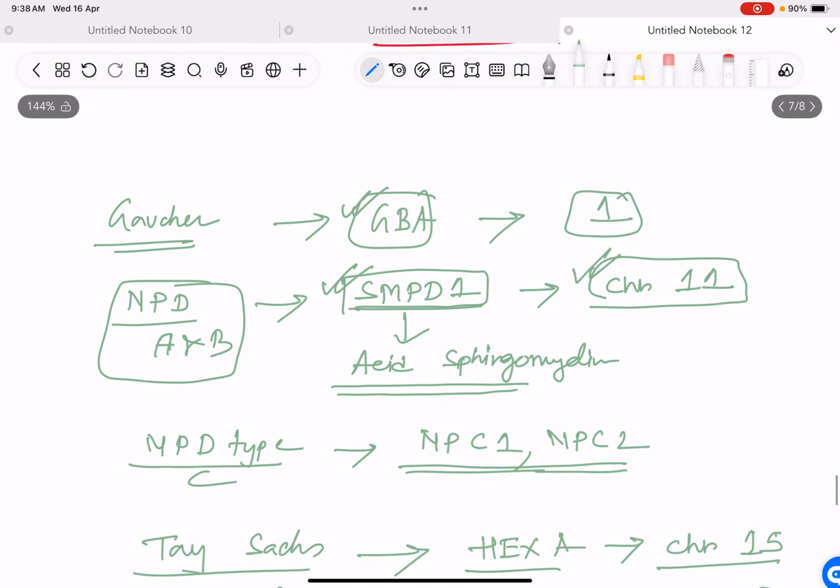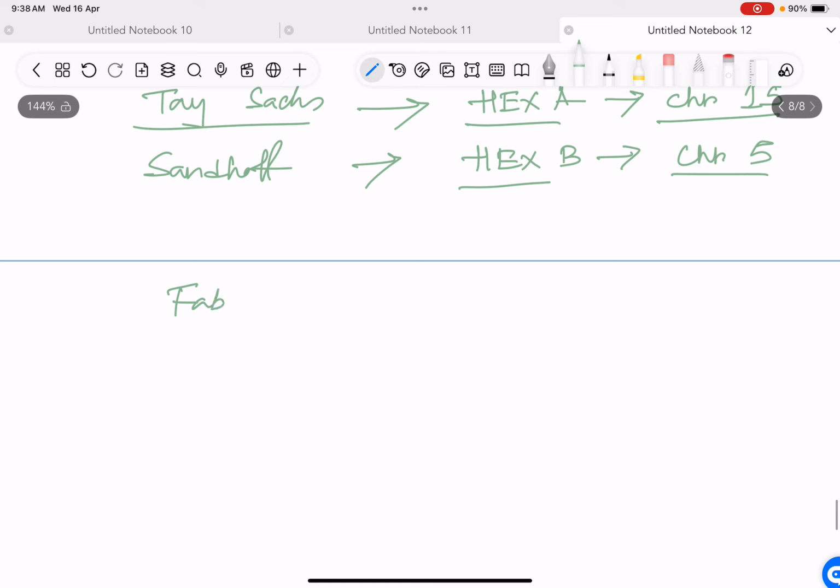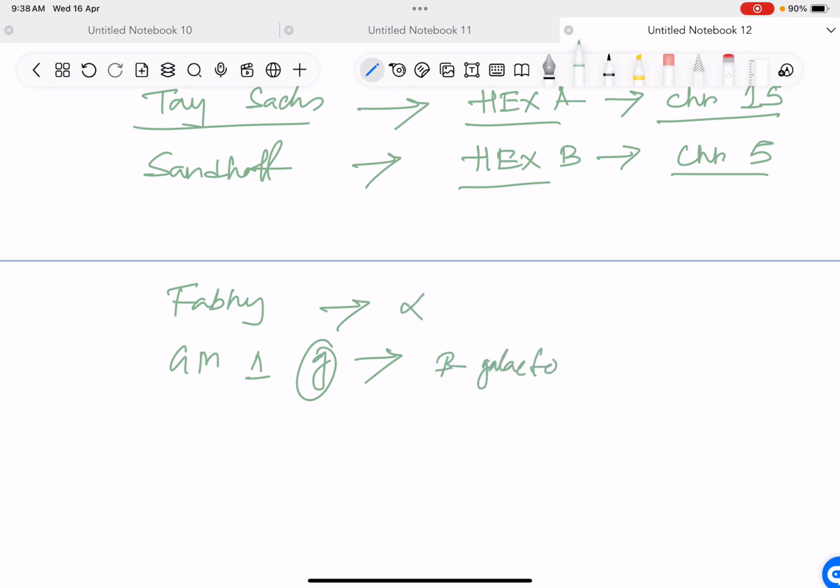So next, Fabry disease. Fabry disease is due to the enzyme alpha galactosidase, right? Whereas beta galactosidase deficiency was GM1 gangliosidosis. In GM1 gangliosidosis, it was beta galactosidase. In Fabry, it was alpha galactosidase. This Fabry disease is due to alpha galactosidase deficiency.